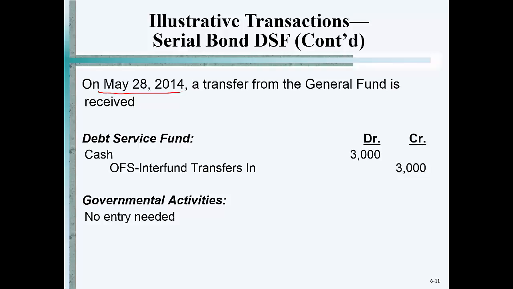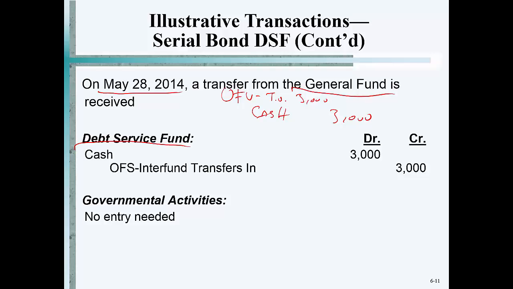What journal entry should I be making in the general fund? The general fund sent the money. They're showing me the debt service fund entry. What's the general fund going to do? Credit cash for 3,000, good, and debit what? Other financing uses. This is a transfer out now, isn't it? Coming out of the general fund. So there's that first interest payment, right?